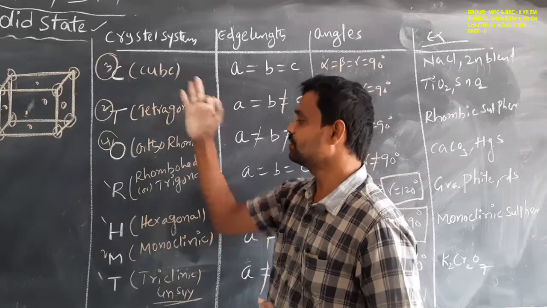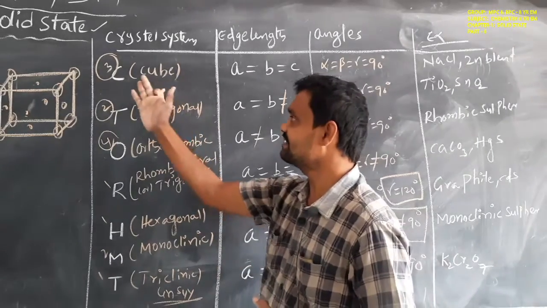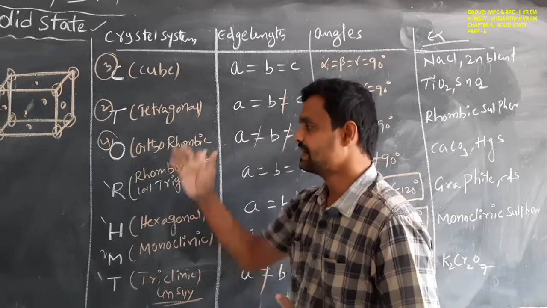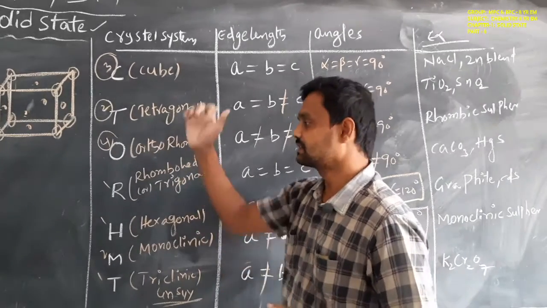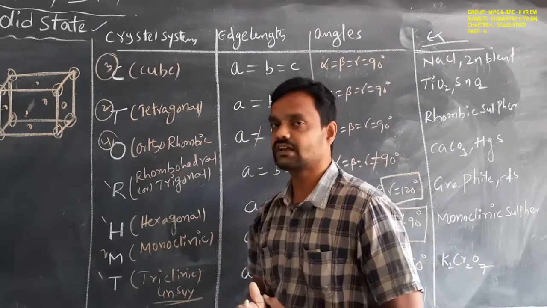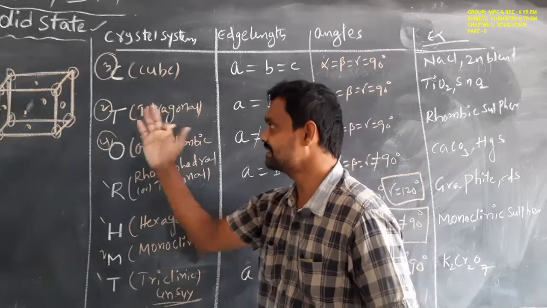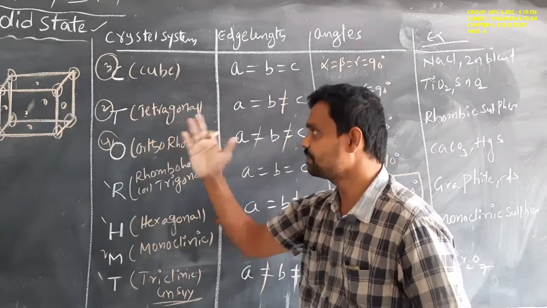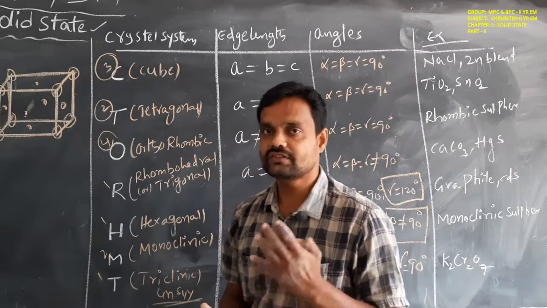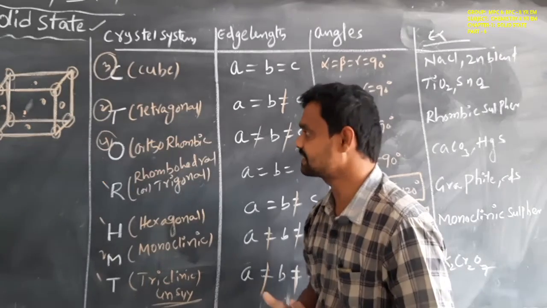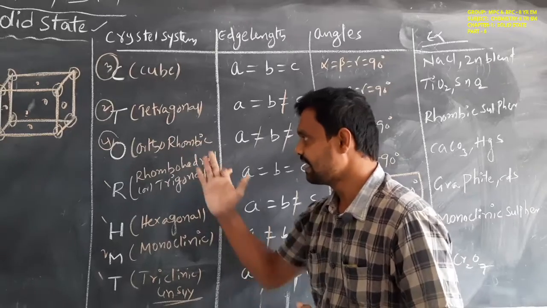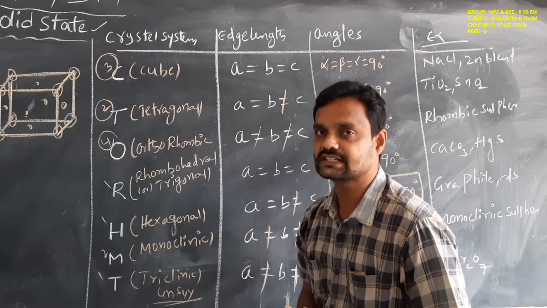Clear, students? In cubic, only 3 variations exist. One is simple or primitive, second is body centered, third is face centered. In case of tetragonal, only 2 variations: one is simple or primitive and another is body centered. In case of orthorhombic, total 4 variations exist: simple or primitive, body centered, face centered, end centered. Total 4 variations exist.